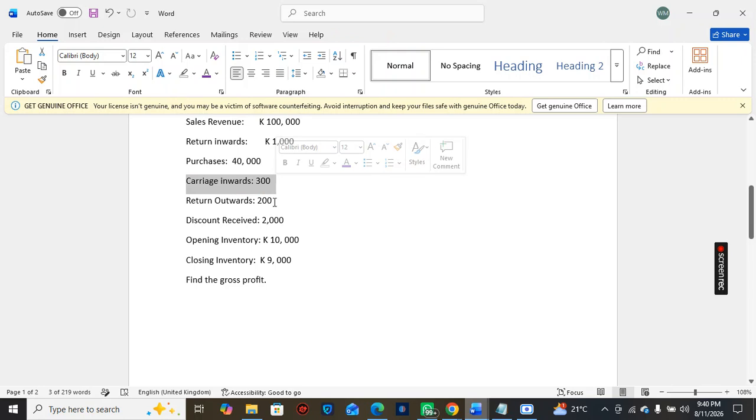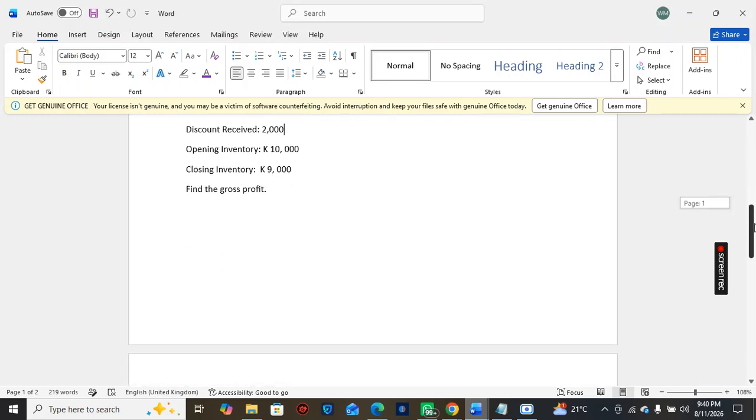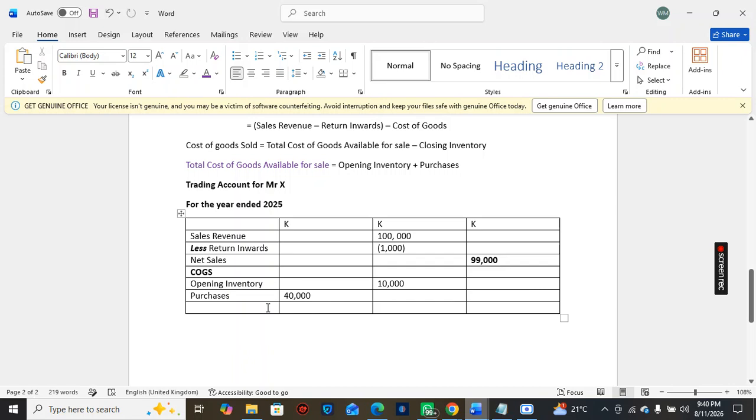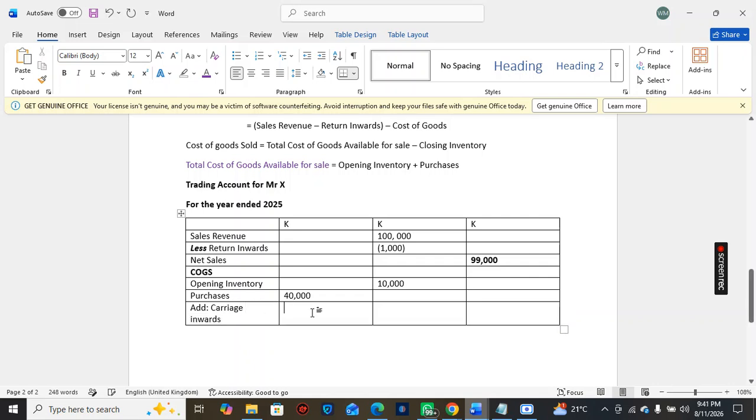So let's look at it on a month basis. For this month, you purchase cement worth 40,000. To deliver that cement worth 40,000, you are charged 300 kwacha by your supplier. So you say add carriage inwards, because it's included to your purchases expense. So you say add carriage inwards 300. Your cement arrived at the container.